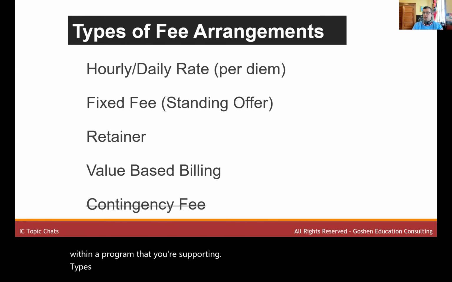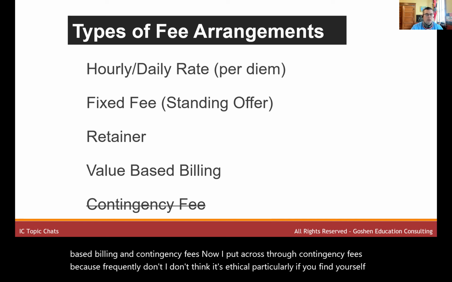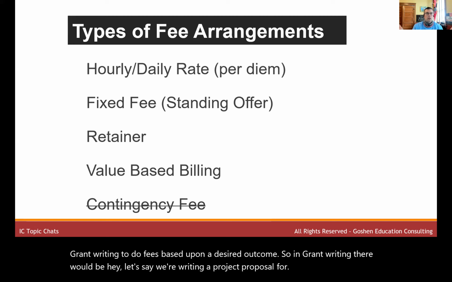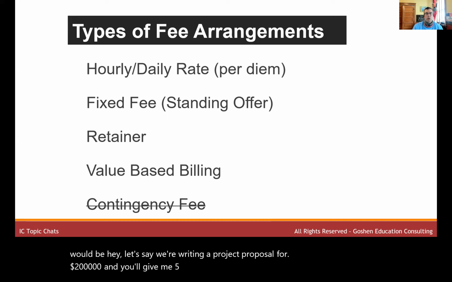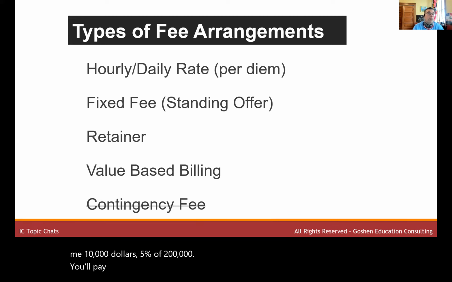Types of fees we're talking about generally are hourly, fixed fees, retainer, value-based billing, and contingency fees. Now, I put a cross through contingency fees because frequently I don't think it's ethical, particularly if you find yourself in grant writing, to do fees based upon a desired outcome. So in grant writing, let's say we're writing a project proposal for $200,000, and you'll give me 5% of that value when you get funded. So you'll give me $10,000, 5% of $200,000. You'll pay me $10,000 when you're awarded.